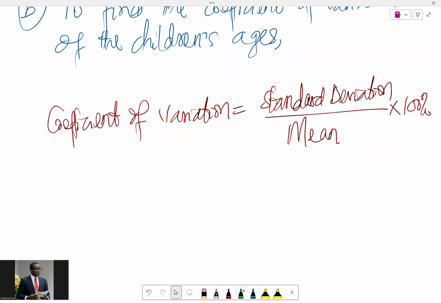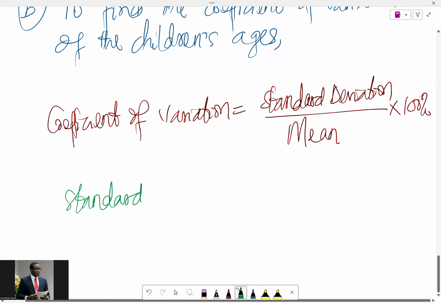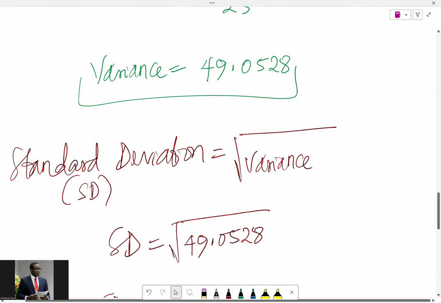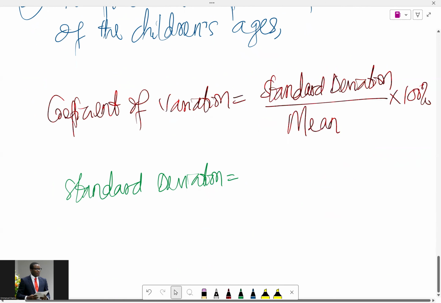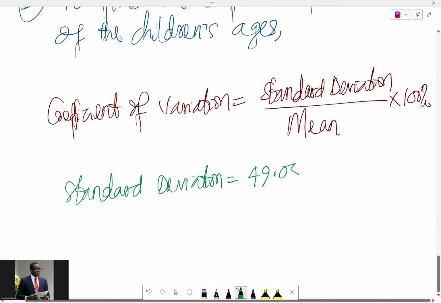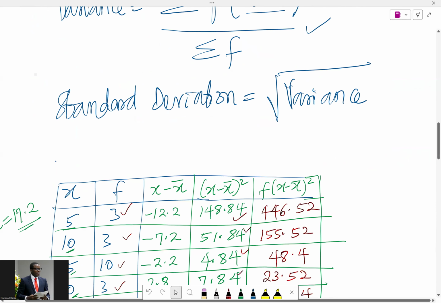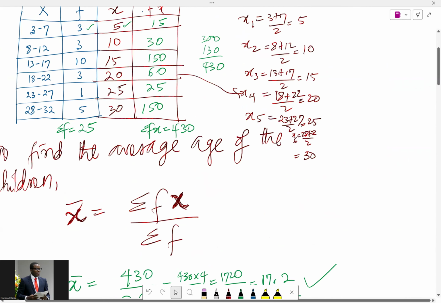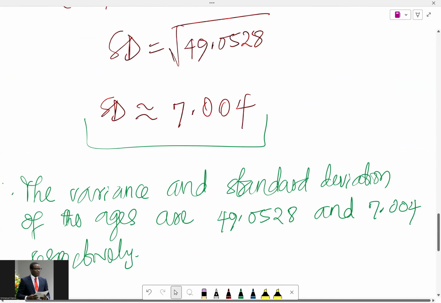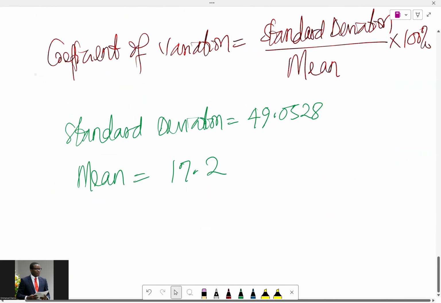So in this case, you want to remind us of the standard deviation, since we are still talking about the same ages of the 25 children. So the standard deviation is 49.0528. Then the mean for the ages, you remember we got it to be 17.2. I think that was the first thing we ever did. Yeah, this is where we got that, right? 17.2. And with that now, you can get the coefficient of variation.